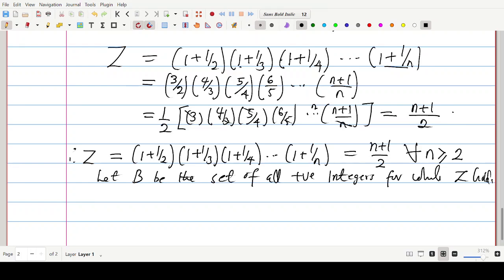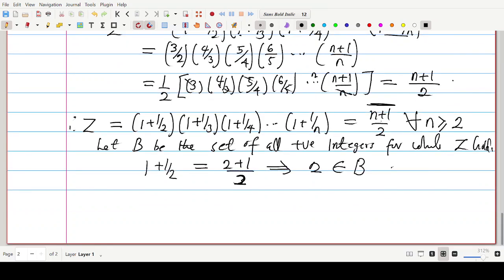Let's show that. Now observe that 1 plus 1 over 2 is equal to, now when n is 2, put 2 in this right hand side, you have 2 plus 1 over 2. And that is the case because 1 plus 1 over 2 is equal to 2 plus 1 over 2. Can you see that? So that means that the element 2 is an element of the set B.